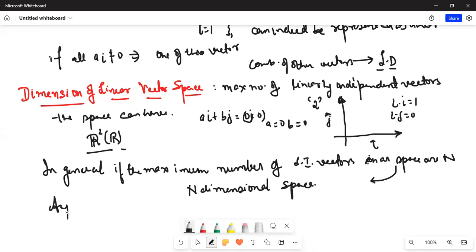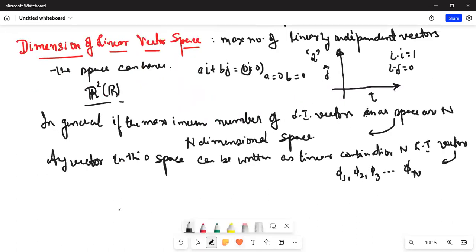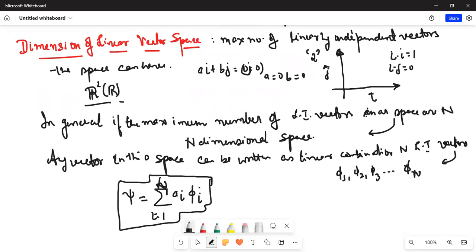And any vector in this space can be written as a linear combination of these n linearly independent vectors. So let's say these vectors I'm defining by phi1, phi2, phi3, dash dash dash, phi n, capital N. Then any other vector in this particular space can be written as summation i equal to 1 to capital N of ai phi i.